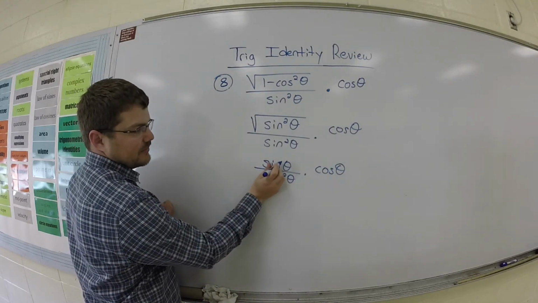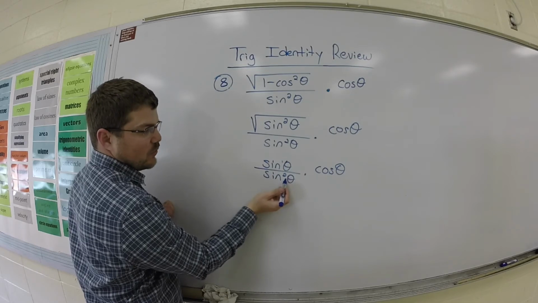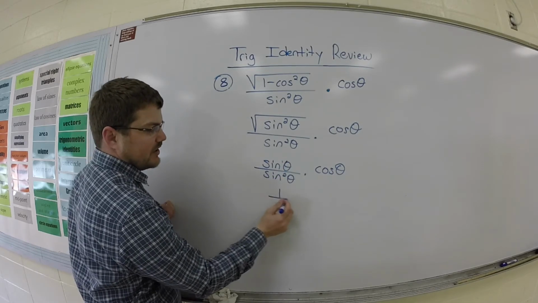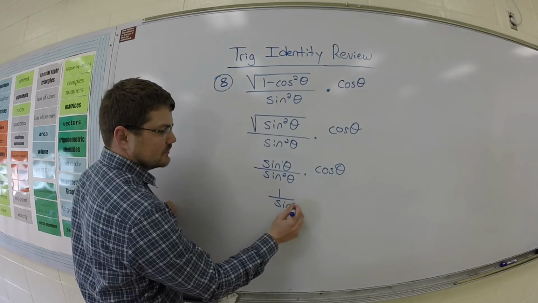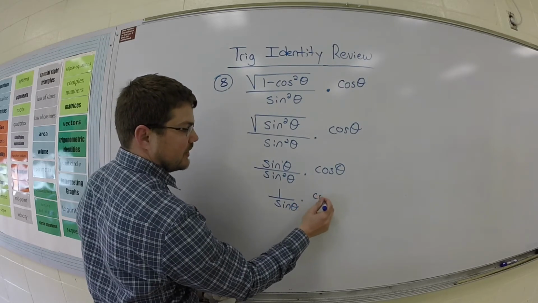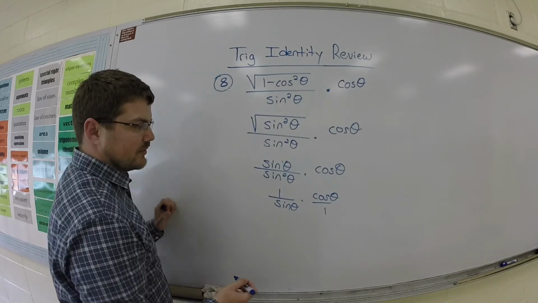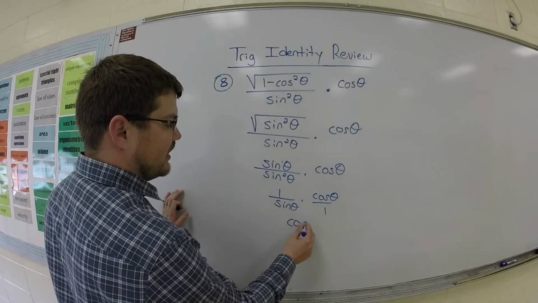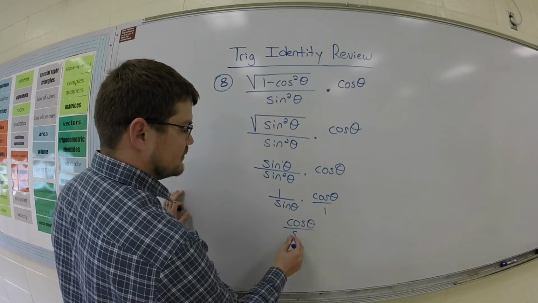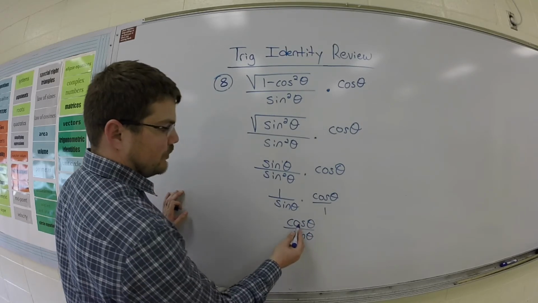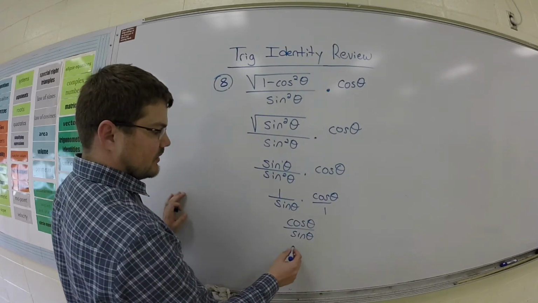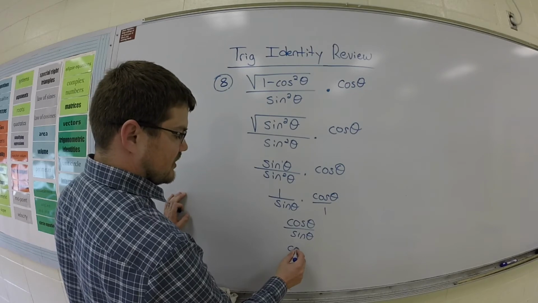So this is sine to the 1 over sine squared. This will be 1 over sine times cosine. Multiplying straight across, we get cosine over sine. Cosine over sine is cotangent theta.